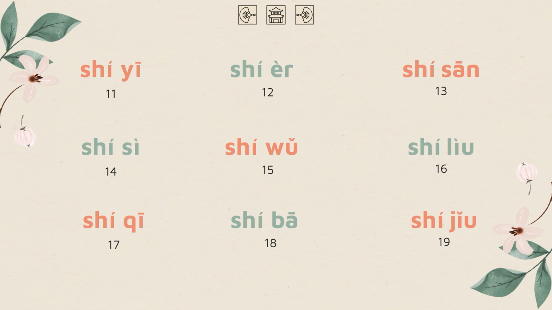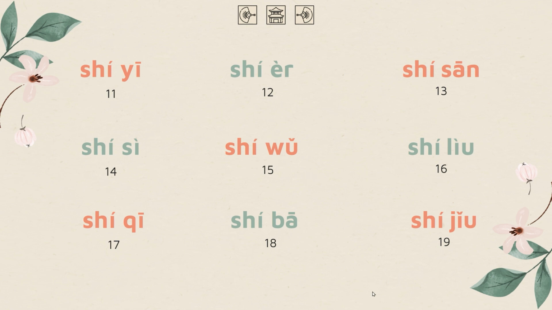How would we say 15? 15, 很好. Now I'm going to say a number in Chinese for you to translate into English. 13. If you said 13, then you got it right. 17. That's 17. 很好, very good. Last one. 16. 16. Did you get them all right?